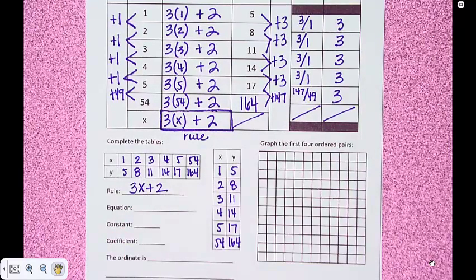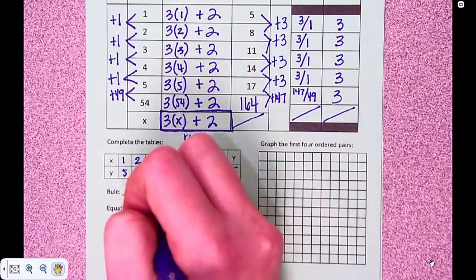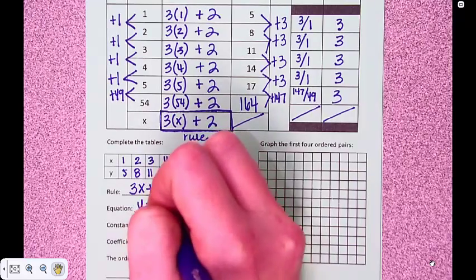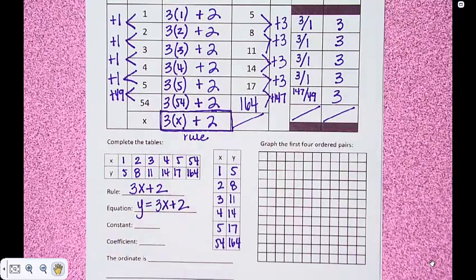The next question asks us for the equation. Well, finite differences is kind of the preview to our next unit on linear equations. But what we do know is that an equation has to have an equal sign in it. So anytime we have the equation there, we're simply going to add y equals to our rule, and we now have an equation. You'll be seeing lots of these in the near future.